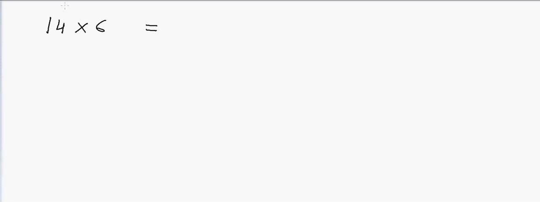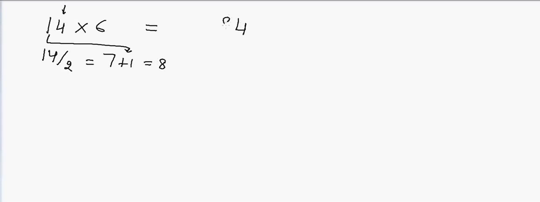First I'll take the last digit of the number which we want to multiply by 6. So the last digit here is 4, so I'll just write a 4 here, and then what I'll do is I'll take half of this number. So half of this number is 7, and then I'll take this first digit and add it to the 7, so that will be equal to 8. So my answer will be 84.